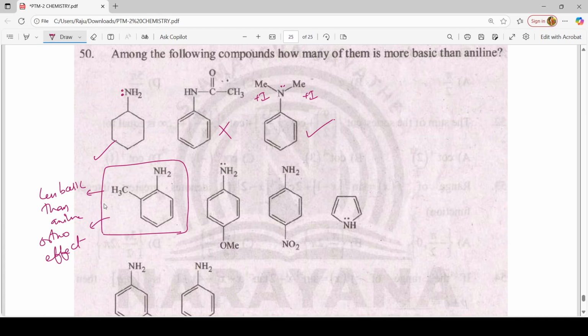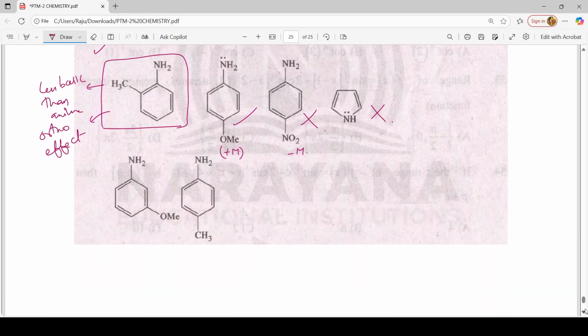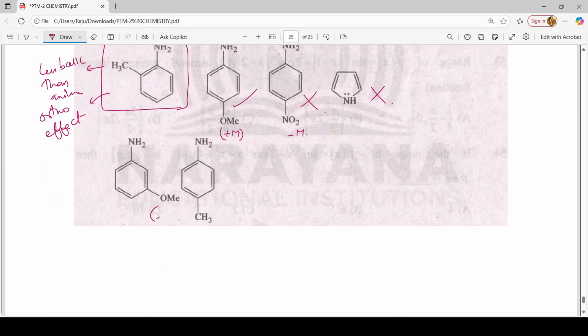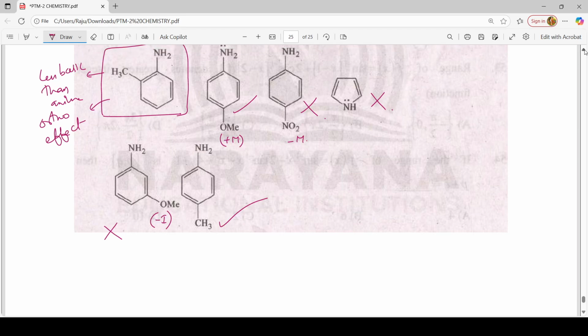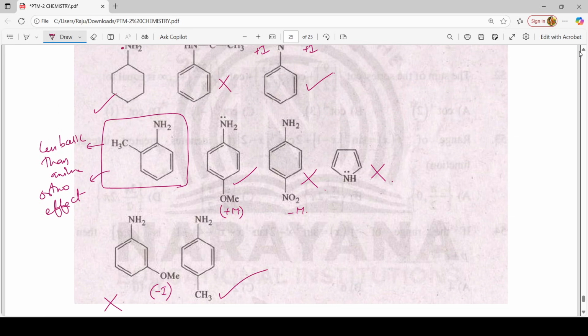And come to the case of this one. Because of the plus M effect, it is more basic. Here it is minus M, and this is an aromatic compound, so this is also less basic because the lone pair of electrons of nitrogen is not available. And here the methoxy group at the meta position acts as a minus I group, so this is also not more basic. But paramethyl aniline has a more basic character than aniline. So totally how many are there? So totally, if you see, there are only 4, students. That's all about the PTM2 chemistry paper.